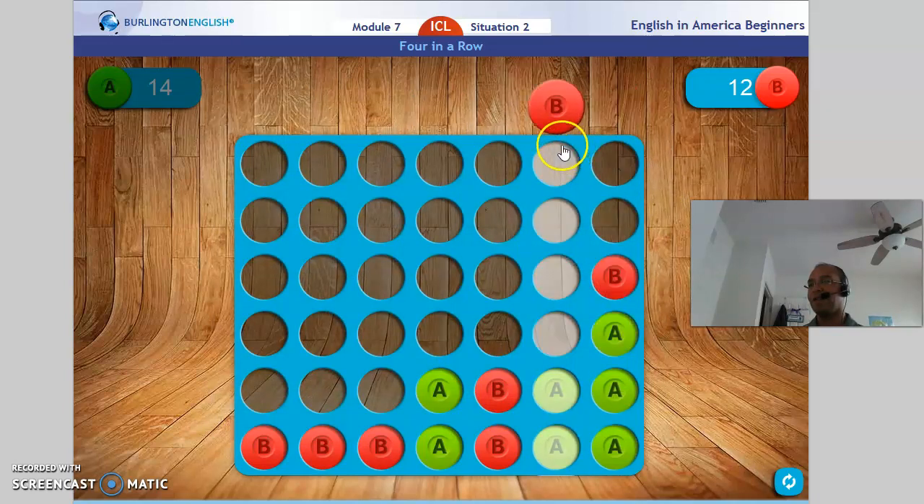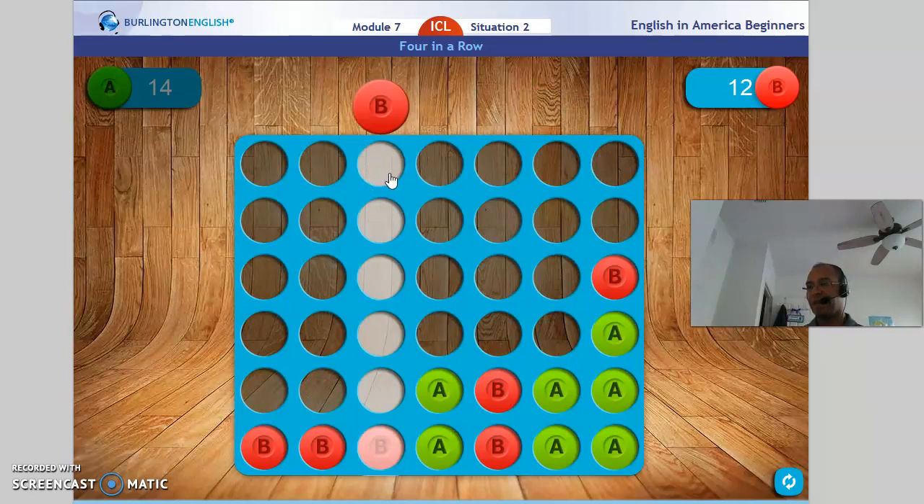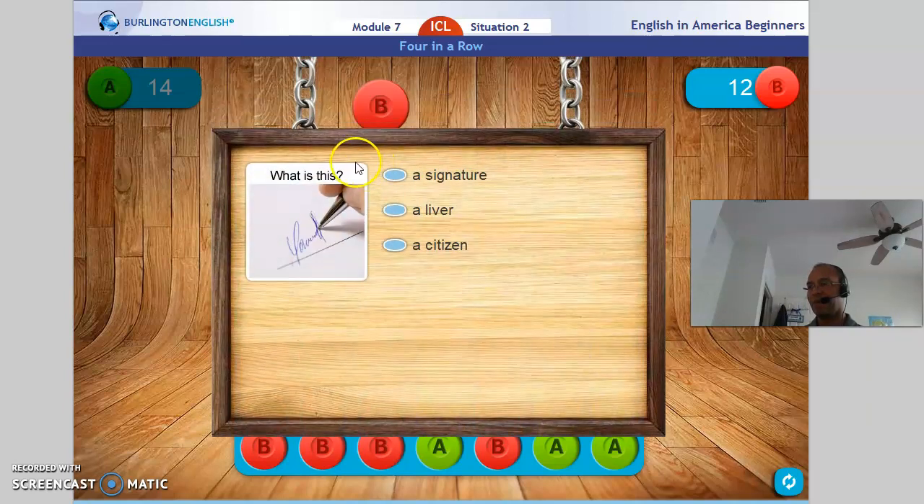First, second, third, fourth, fifth, sixth, or seventh. Let's go to the fifth one. What is this? A citizen? A liver? Nah. A signature. Correct. It is a signature.